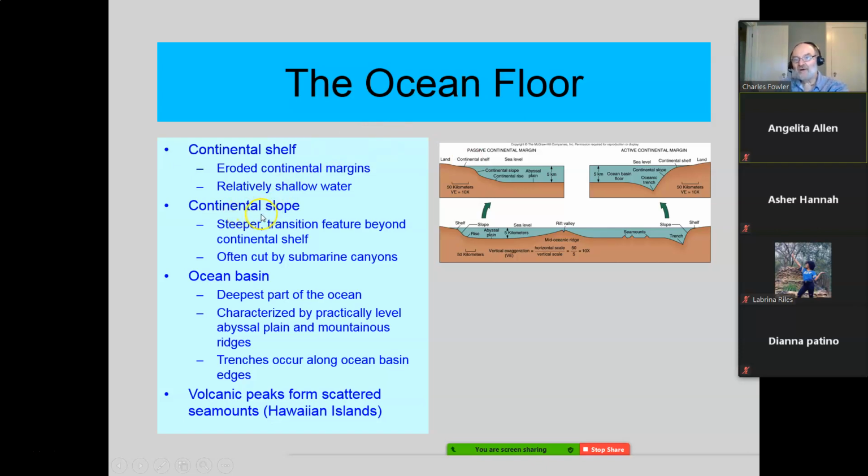Then you have what they call the continental slope. That's where the continent finally falls off and has a slope downhill. Again, that could have one day in the long distant past been the edge of the continent there. That's the continental slope. The steeper transition feature beyond the continental shelf, and it's often cut by submarine canyons.